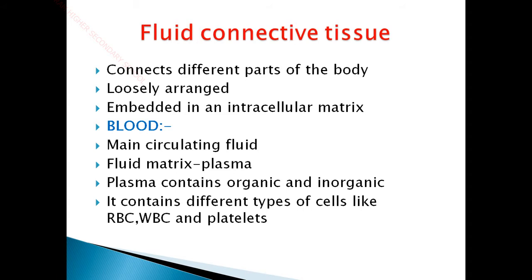So blood is the fluid connective tissue which carries nutrients and oxygen to various parts of the body. It is also connecting from our head to the toe region. So it is a type of connective tissue. It connects the different parts of the body, and it is loosely arranged.